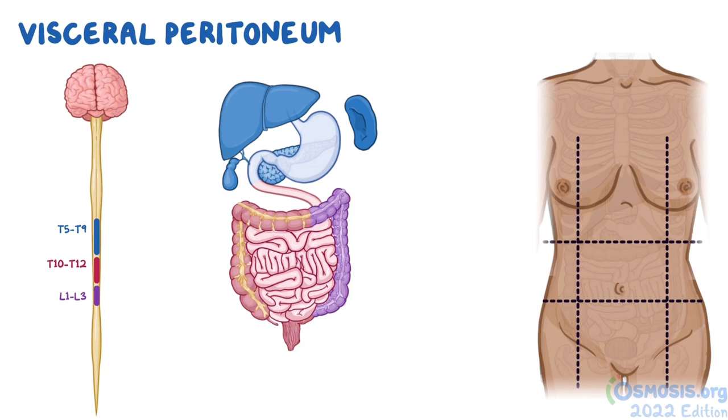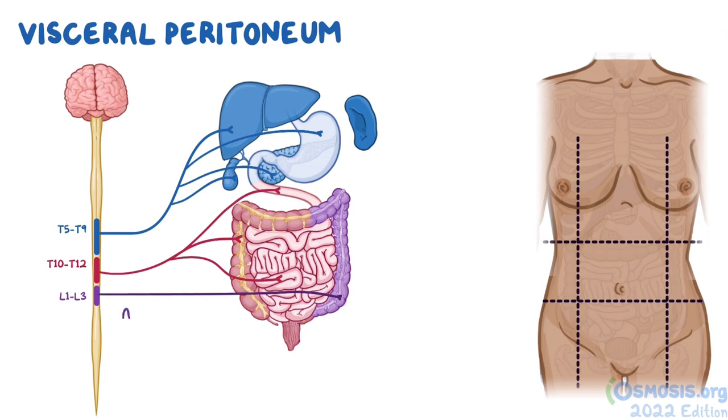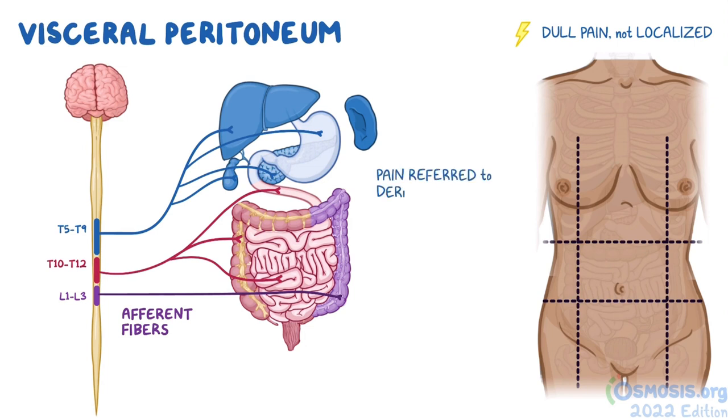The visceral peritoneum is innervated by the autonomic nervous system. When the visceral peritoneum is irritated, pain sensation is detected by visceral afferent fibers, which travel with the autonomic nerves, mainly sympathetic nerve fibers, back to the spinal cord. Visceral pain is typically sensed as a diffuse, dull pain, which is not very well localized, and the pain is often referred to the midline region of the dermatomal areas of the same spinal level as the autonomic nerve supply.